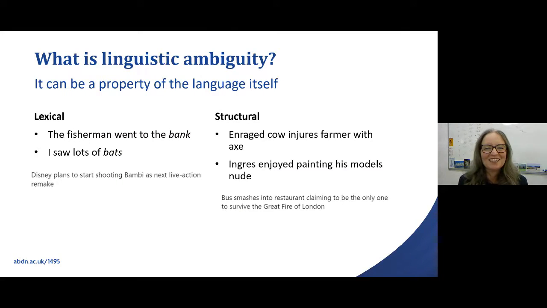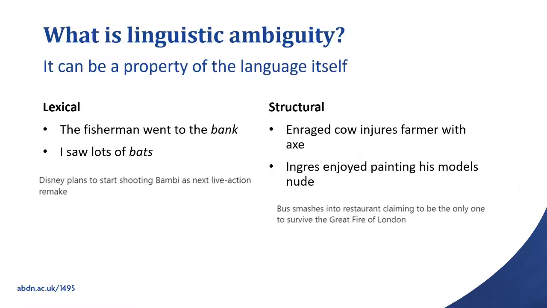So just to get started, what do I mean by linguistic ambiguity? Well, this can be a property of language itself. So words can have more than one meaning, for example. We call this lexical ambiguity. So if I have a sentence like, the fisherman went to the bank, bank can have more than one meaning. It might mean the bank of a river, but it could also mean a financial institution. So there's an ambiguity there in terms of which meaning of that word does the speaker intend when they communicate?